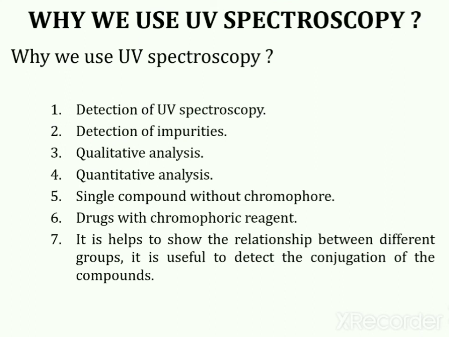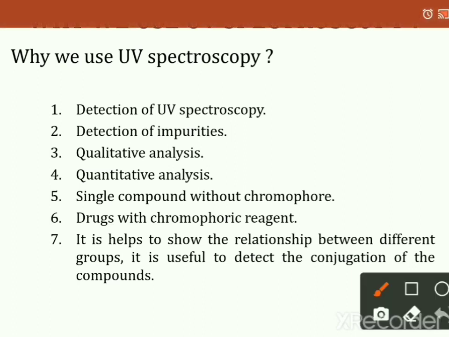Now, why do we use ultraviolet spectroscopy? Ultraviolet spectroscopy is used for the detection of impurities. It is also used for qualitative analysis, quantitative analysis, single compounds without chromophore, and drugs with chromophoric reagent. A chromophore is a group which shifts the absorption maxima towards the longer wavelength side and thus produces a color. Different dyes are examples of chromophores.